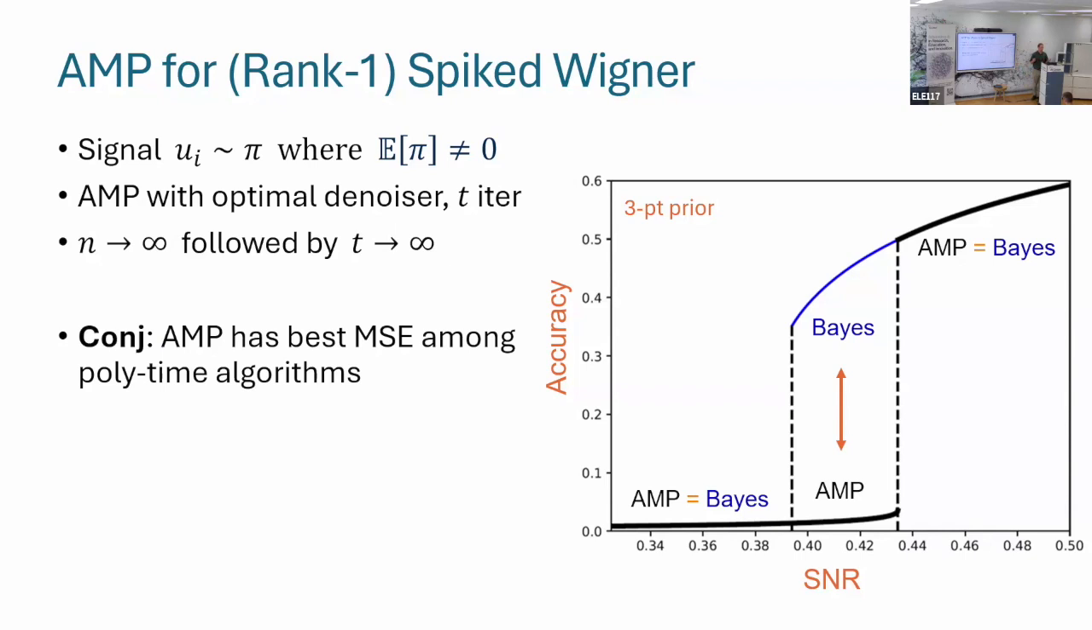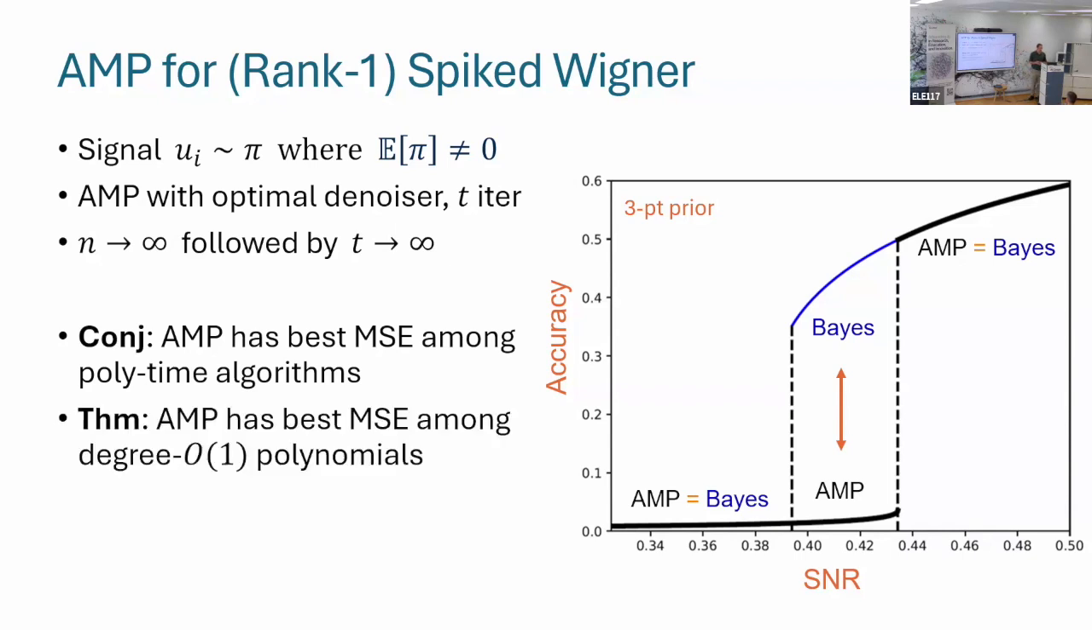The conjecture that has been around for some time now is that AMP should be the best possible mean squared error among all polynomial time algorithms. What we actually prove is that AMP has the best possible mean squared error among all constant degree polynomials. So if you take any constant degree polynomial, you're not going to be able to do any better than this exact curve right here.